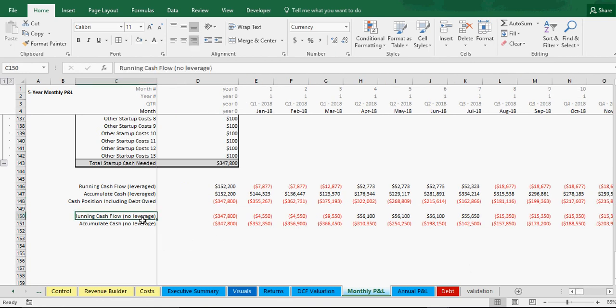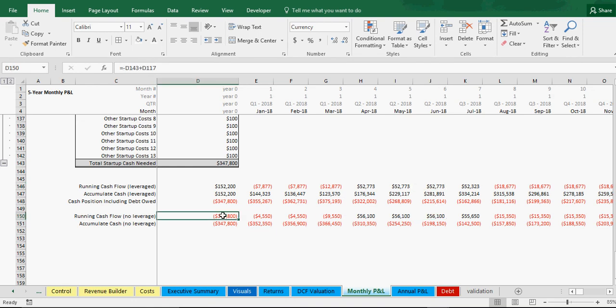Obviously, with no leverage, there's no debt component, and you're getting a little bit more per month. You can see 56,000 instead of 52, and that difference is just because you're not paying any interest or principal back.